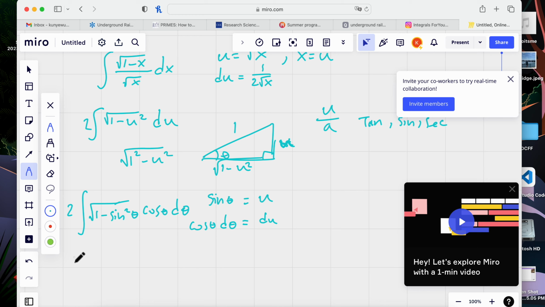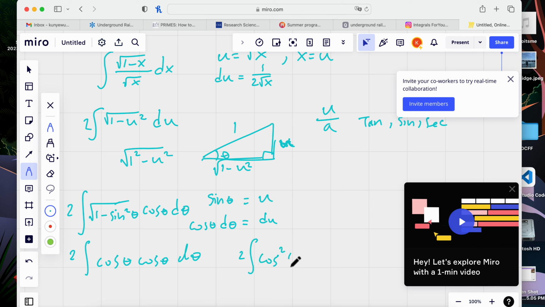This is a very nice identity, because sine squared plus cosine squared is 1. So 1 minus sine squared will give us cosine squared. So 2 times the integral of the square root of cosine squared, and then the square is going to cancel with the square root, leaving us with just cosine theta times cosine theta d theta, and that is just 2 times the integral of cosine squared theta d theta.